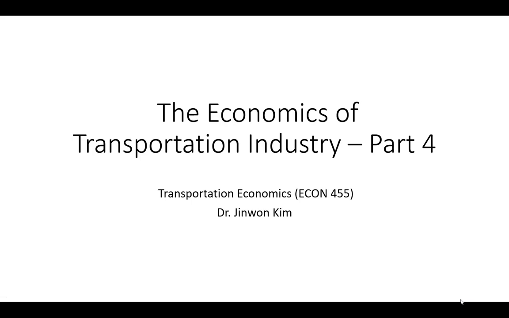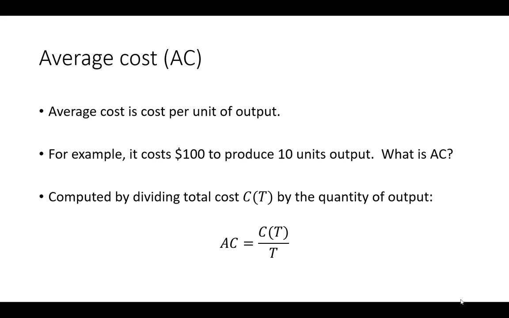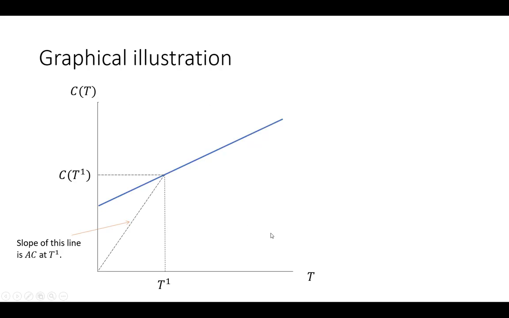Okay, so we will continue to talk about the cost function. In the last class we learned what average cost is. It's simple. It's a cost per unit of output. You can calculate it by dividing the total cost by the quantity of output. So that's average cost.